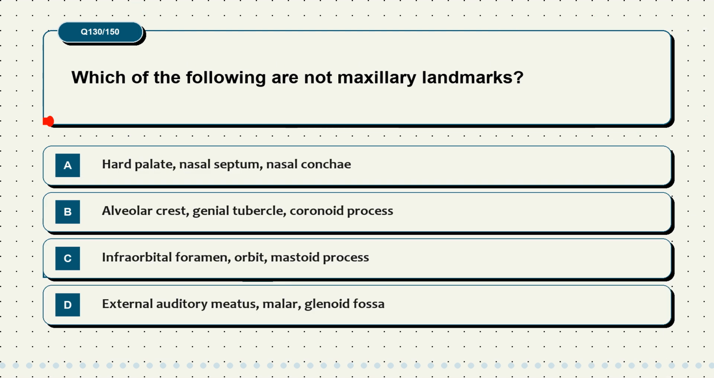Question 130. Which of the following are not maxillary landmarks? Here are the options. Option A. Hard palate, nasal septum, nasal conchae. Option B. Alveolar crest, genial tubercle, coronoid process. Option C. Infraorbital foramen, orbit, mastoid process. Option D. External auditory meatus, malar, glenoid fossa.